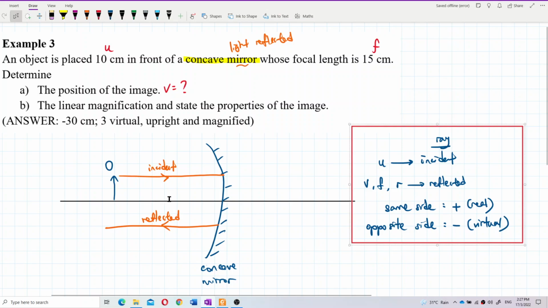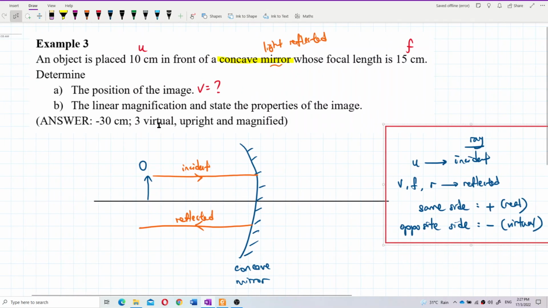So now this object is 10 cm, it should be positive, because the object is on the same side as the incident ray. Write that down. This is the object distance, u, same side with incident ray, so this 10 cm should be positive.